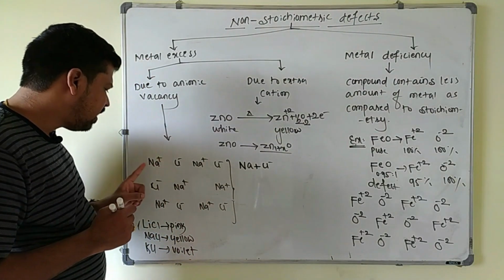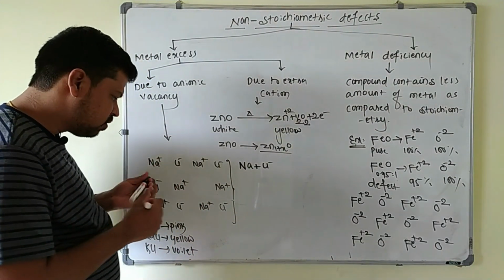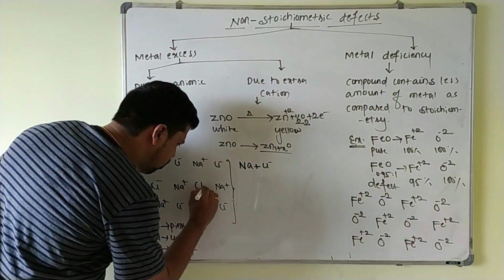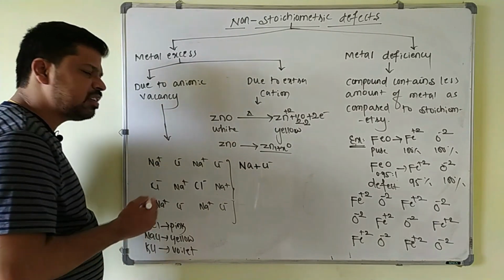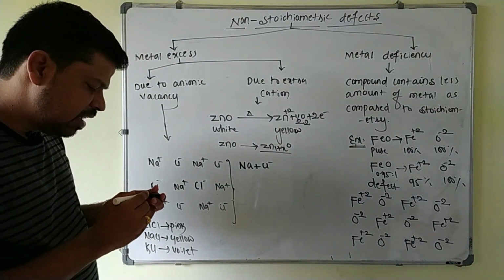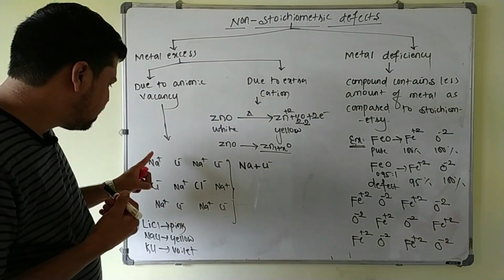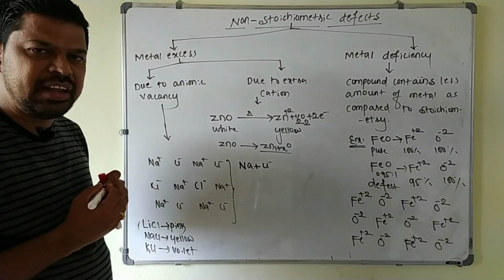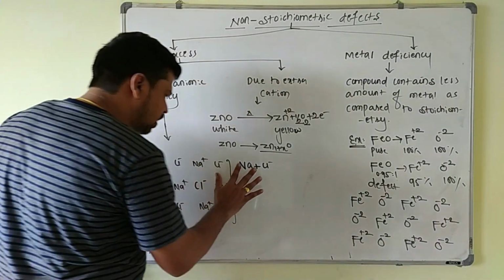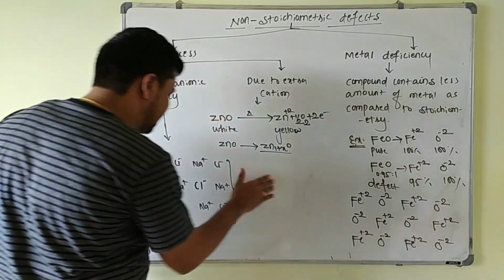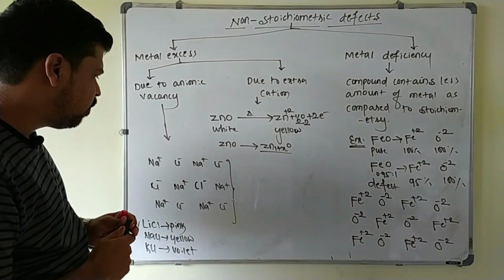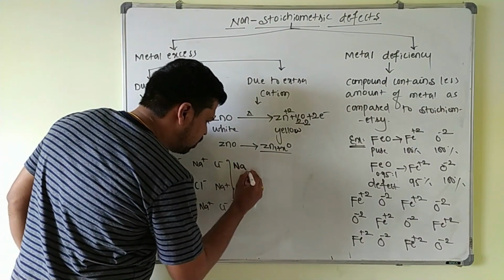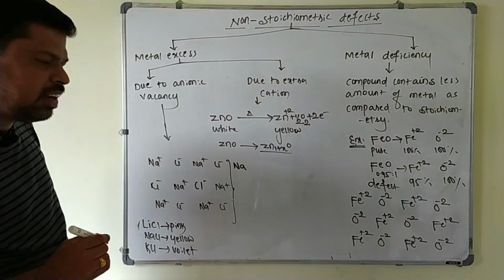For this one, the example is NaCl. So I will take here an NaCl crystal, and in case of NaCl crystal, already we know that Na plus ion and Cl minus ion are arranged in a three-dimensional network. So this is an ionic solid in which cations and anions are arranged here. Whenever this NaCl crystal is heated in an atmosphere of sodium vapors, what happens? Some of the sodium atoms will deposit on the surface of this NaCl crystal.